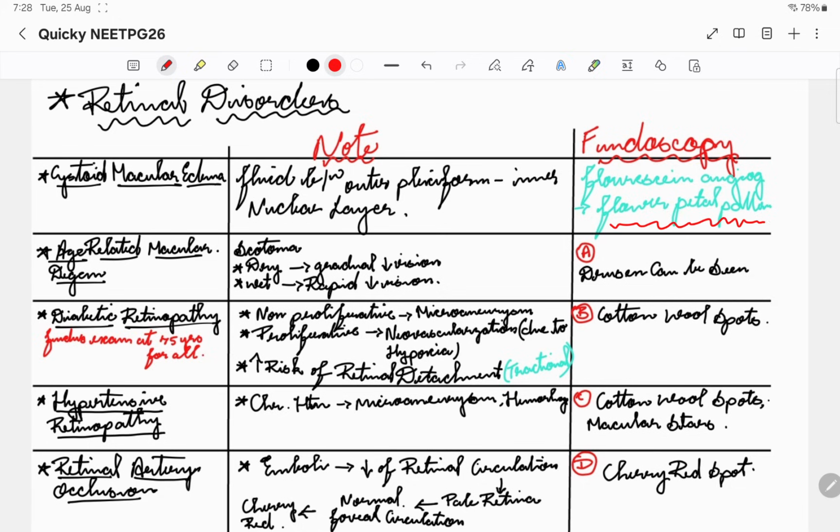When we do fluorescein angiography, a flower petal pattern will be there. Please remember this specific finding: a flower petal pattern will be there with respect to cystoid macular edema.